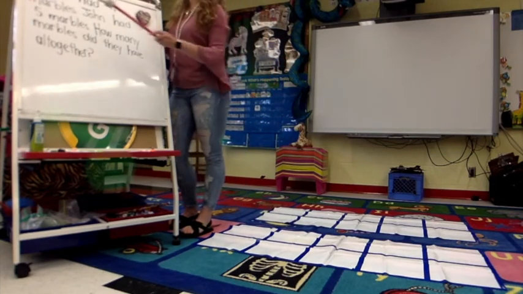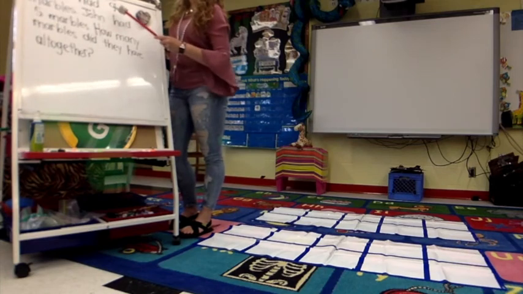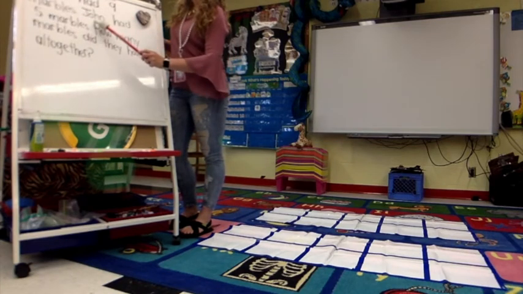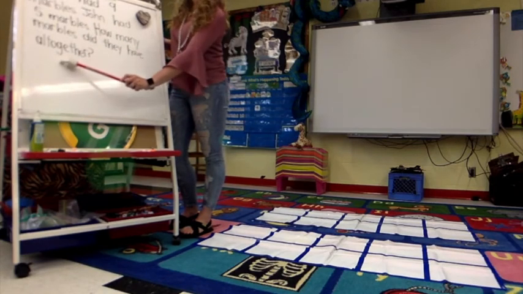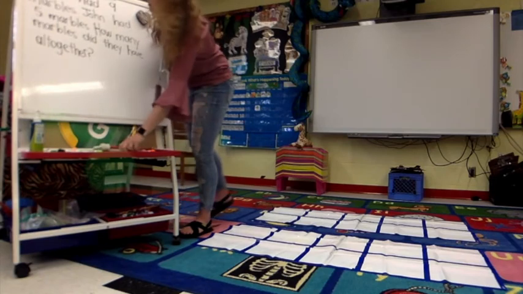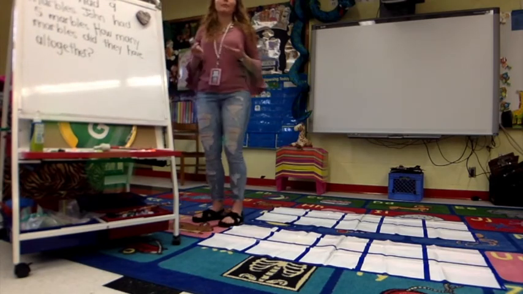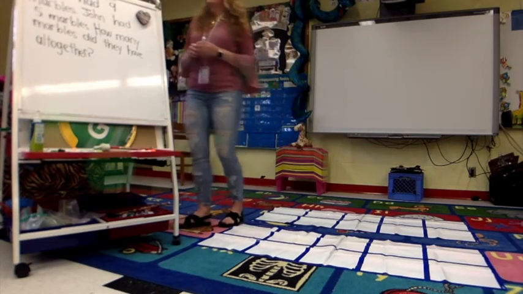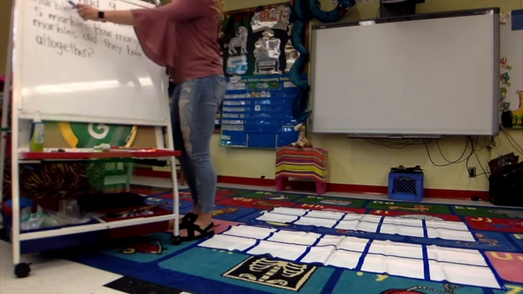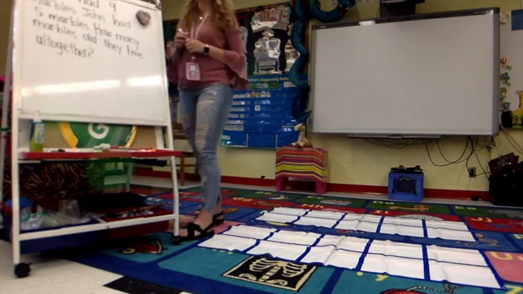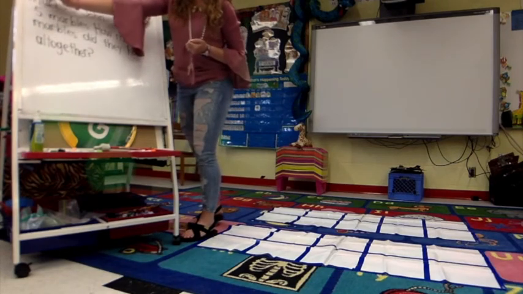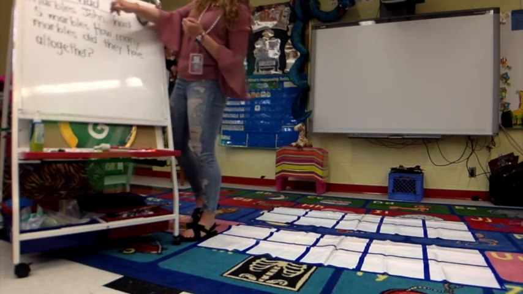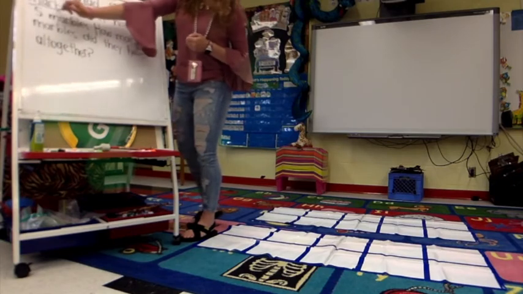Ready? Read with me. Jack had 9 marbles. John had 5 marbles. How many marbles did they have altogether? All right, guys, so let's go back and underline the important parts of our question. Let's look at the first one. Jack had 9 marbles. Is that important? Yes, that's an important part of our question. So we are going to underline that Jack had 9 marbles.